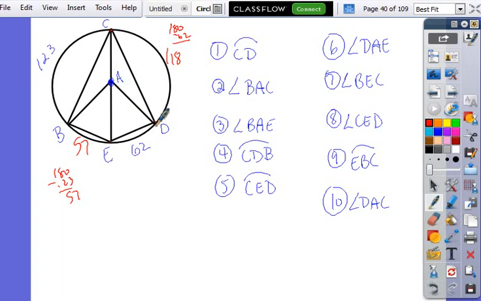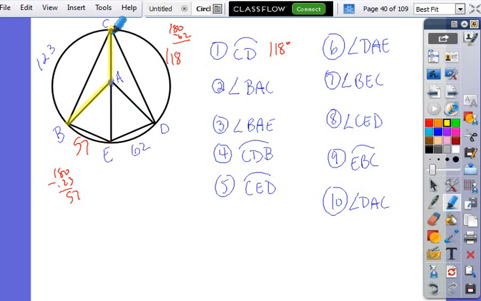All right, so once you have all the arcs on the outside, then you can start looking at this. Arc CD, 118. Well, we just did it, 118. But then this turns into angle BAC. So what you've got to do is say, all right, BAC. What kind of angle is that? Central. So it's 123.